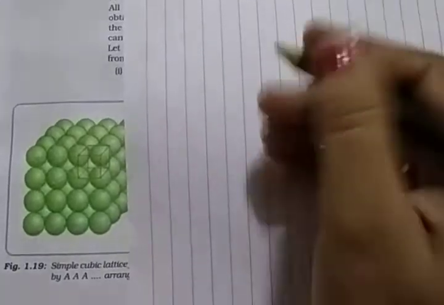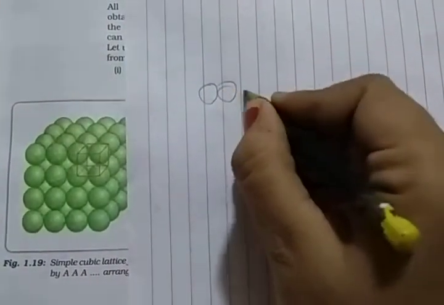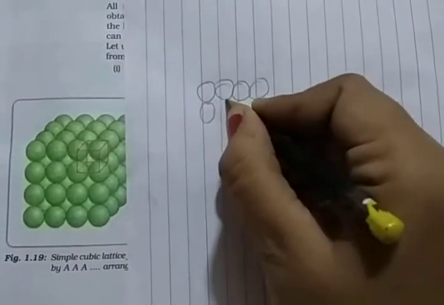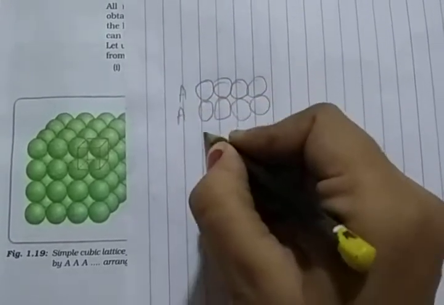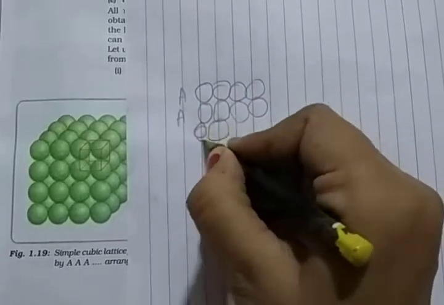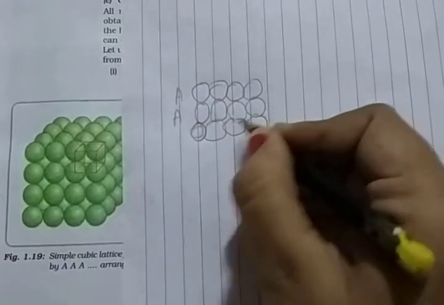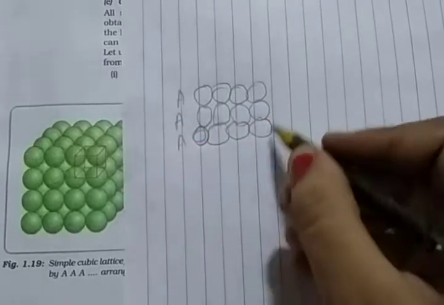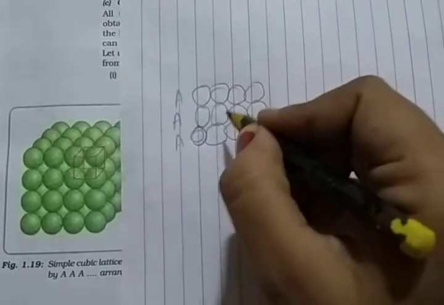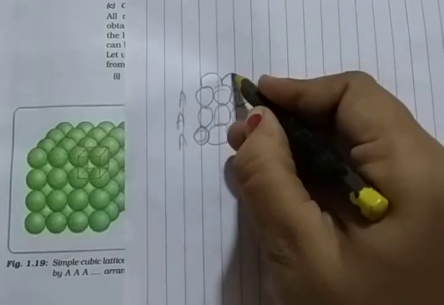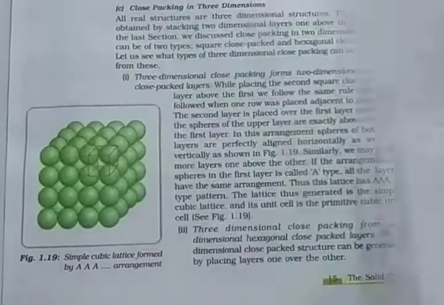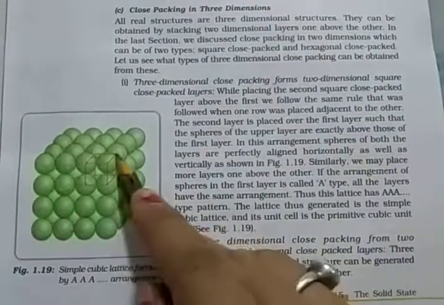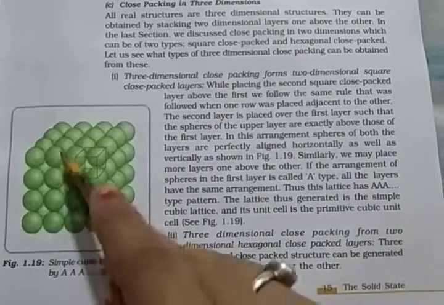Here you see, like 1, 2, 3, 4, this way. A square close packing formed by AA, square close packing. Square close packing this way, or whenever the second layer goes this way, on the back side. Clear? You have to see properly. This is the first way and then the second.